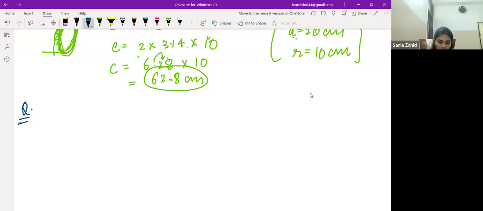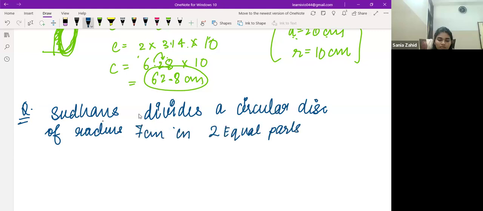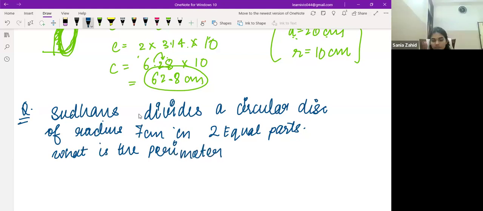Now you have a question. Sudhanshu divides a circular disc of radius 7 centimeter into two equal parts. What is the perimeter of each disc?